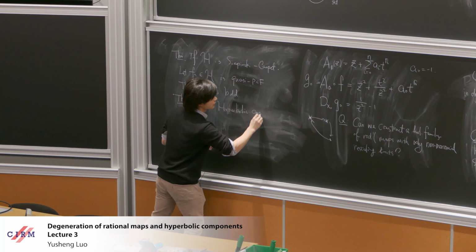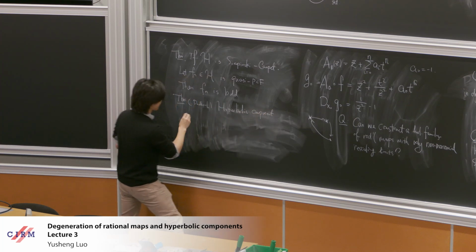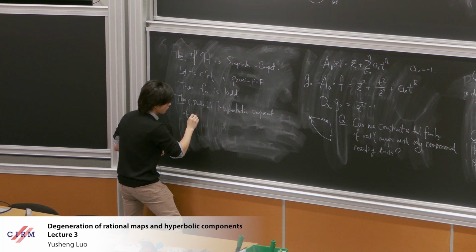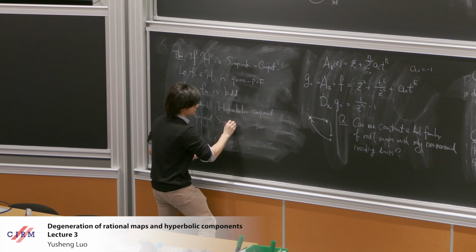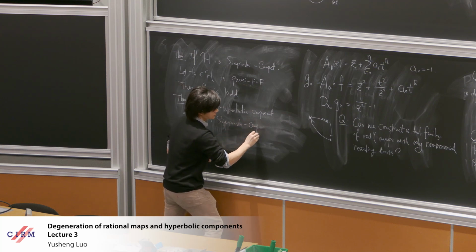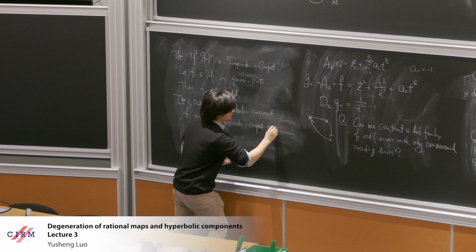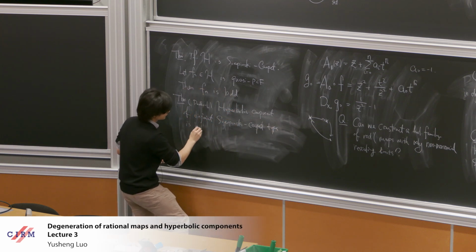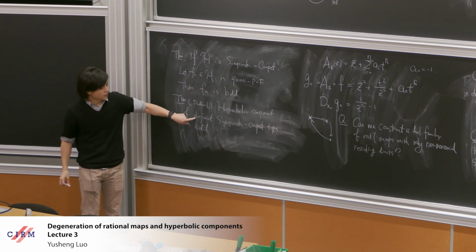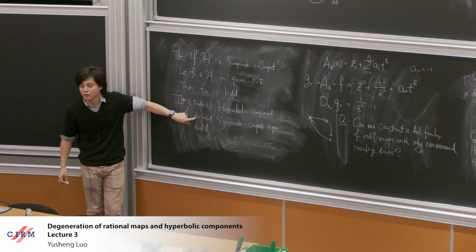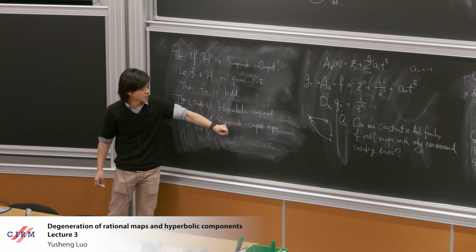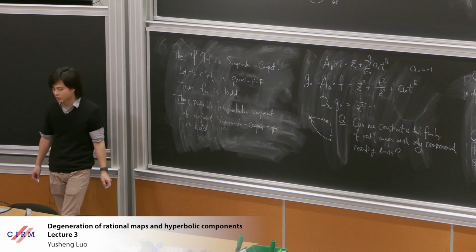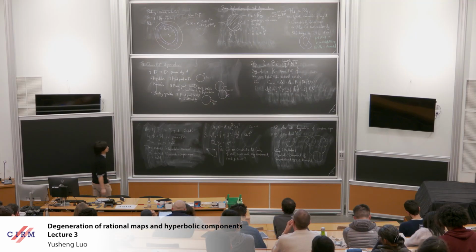Theorem: the boundary of a hyperbolic component of disjoint Sierpinski carpet type is bounded. Right, so here, disjoint means that we have the maximal number of attracting cycles again. So we have exactly 2D minus 2 attracting cycles. And Sierpinski carpet means that if you take any map, the Julia set is homeomorphic to a Sierpinski carpet.